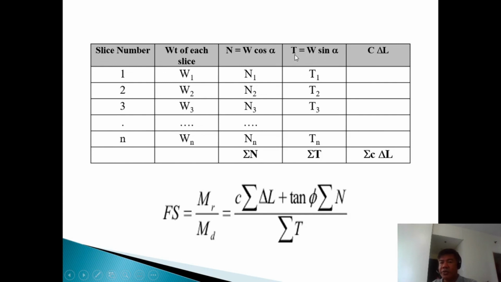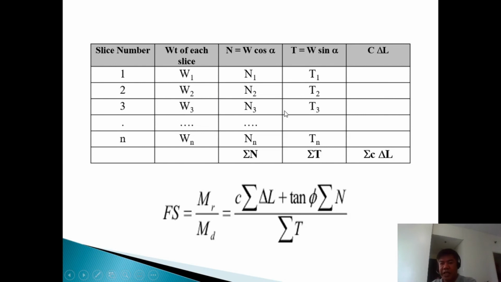So you have also the tangential forces. So you have there the weight times the sine of alpha. So what you need here is the sine of alpha. You have here the summation of all the n values and the summation of the tangential forces. Then for the cohesion times delta L, if you have it one by one for slice one like this and slice two like this and so on, it is also the same.